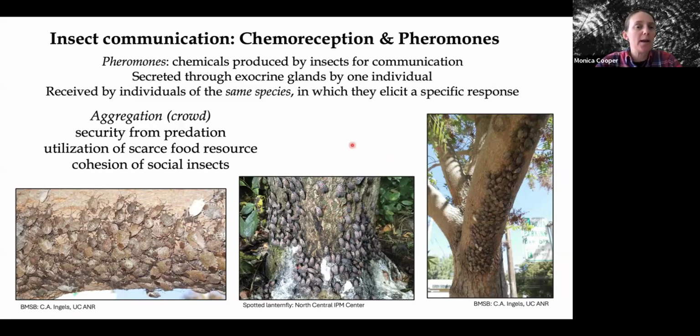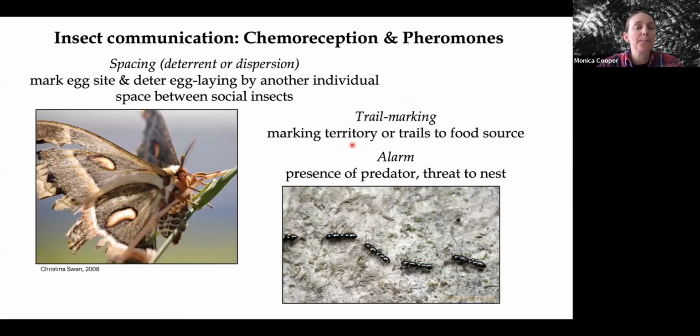So the reason why insects aggregate is for security from predation. Sometimes they're trying to call their same species to utilize a scarce food resource. And it also results in cohesion of social insects who may be nesting together. Another type of pheromone is a spacing pheromone. The female moth that you see in this photo here, she's laying her eggs and then she'll cover them with a spacing pheromone.